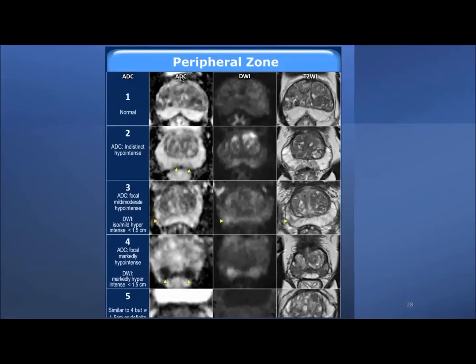For category 5, the same findings, like moderately or markedly hypointense appearance of the lesion, and the size being greater than or equal to 15 millimeter. And if we see extraprostatic extension in the form of capsular breach or anything like that, then of course it is a PI-RADS 5 category in the transition zone as well.